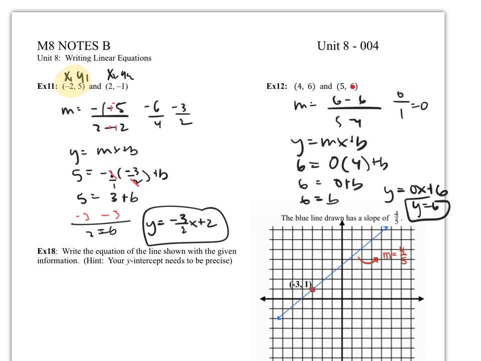Here I did subtraction fraction, y2 minus y1. 6 minus 6 is 0. 5 minus 4 is 1. 0 over 1 is 0. So my slope gets replaced with 0. I used the ordered pair 4, 6. So y got changed to 6.